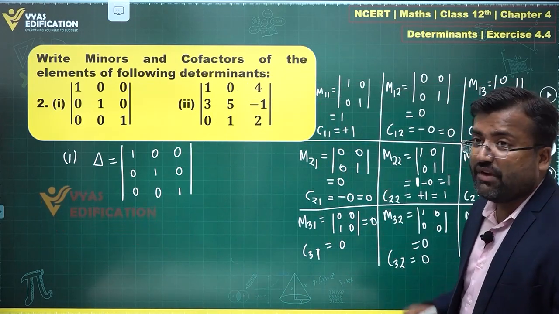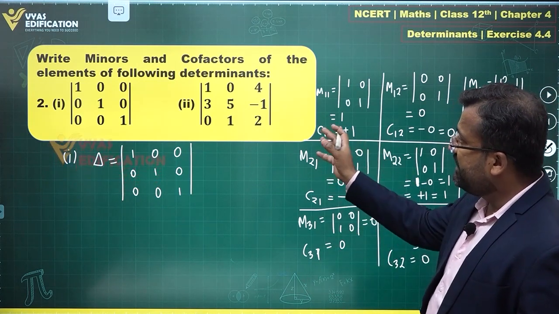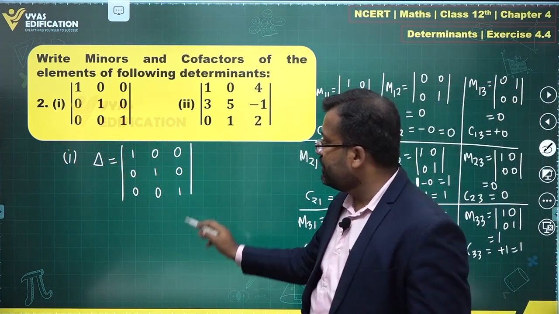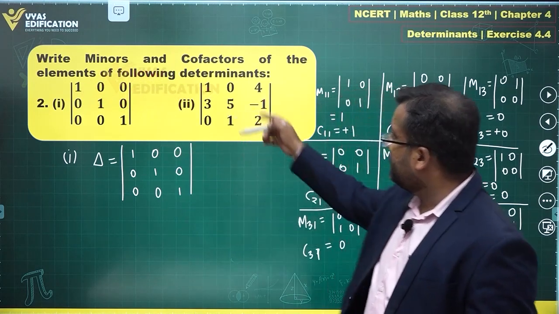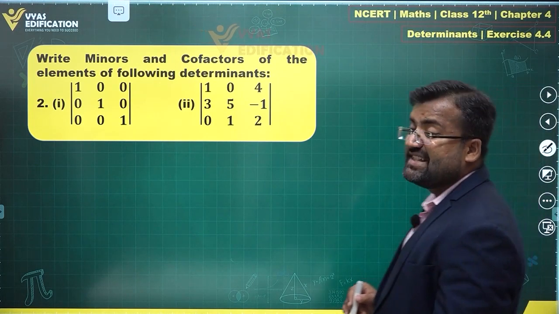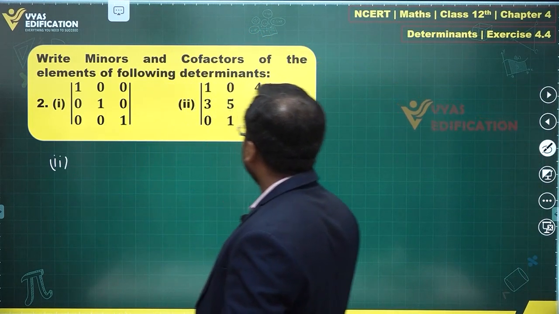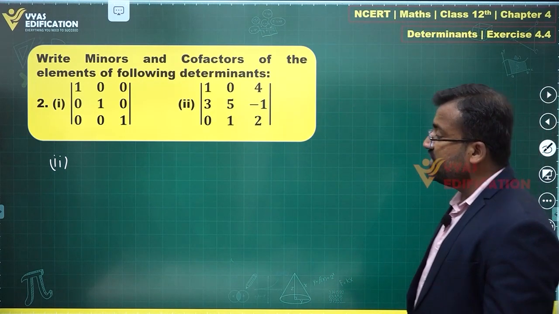Right. For the second one, we'll get some distinct values, some different values, because the determinant is slightly more typical as compared to this one. There were a lot of zeros over here. There are pretty few zeros over here. Let's try to solve that one. The second part, right? So for the second part, what do I have? I have 1 0 4 3 5 minus 1 0 1 2.